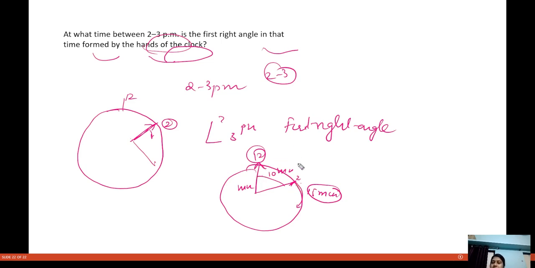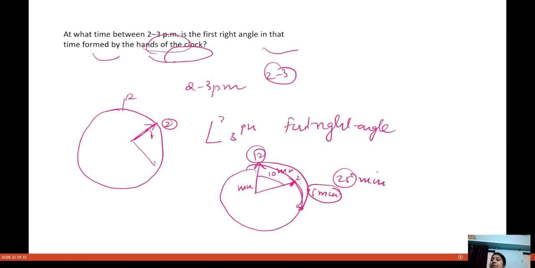So when the clock hits 2 p.m., from here the minute hand has to travel 25 minutes, or 25 kilometers as we say, because we are considering that the entire circumference is 60 kilometers. The minute hand is 10 kilometers behind the hour hand at exactly 2 p.m., and to make the first right angle, the minute hand has to travel 15 kilometers more.